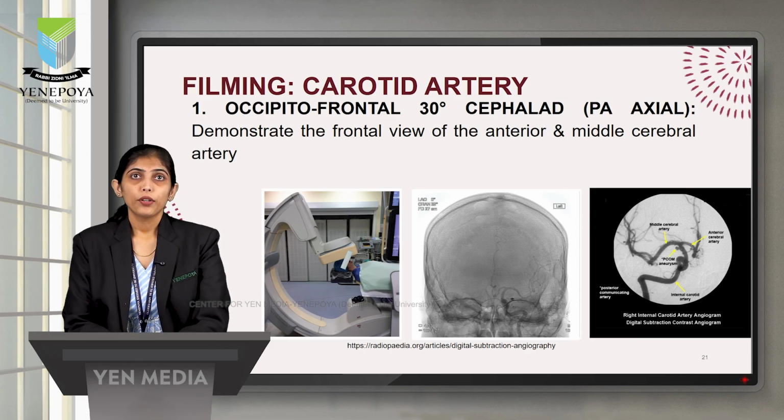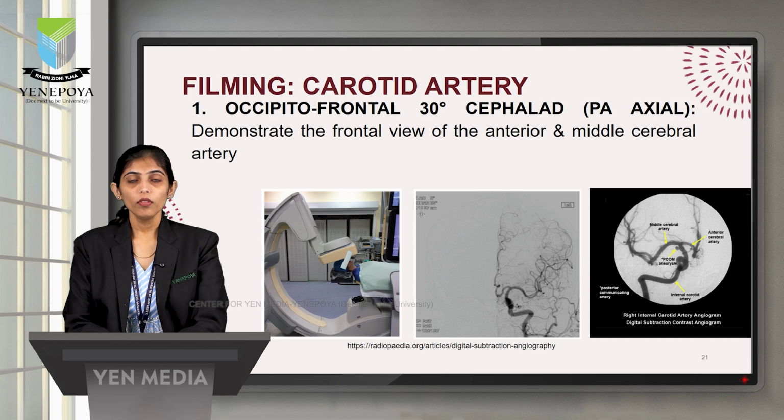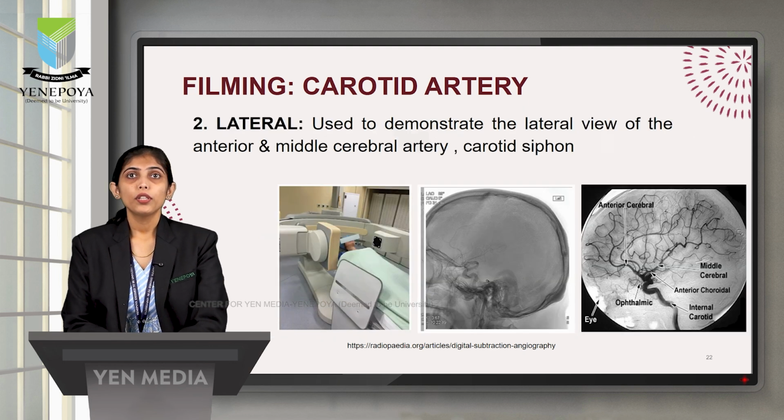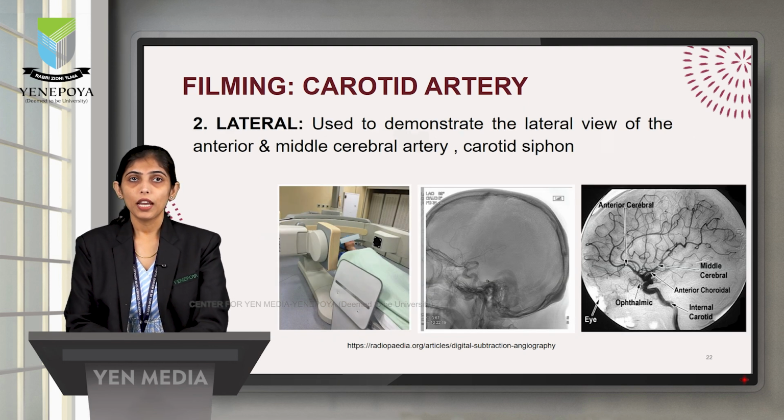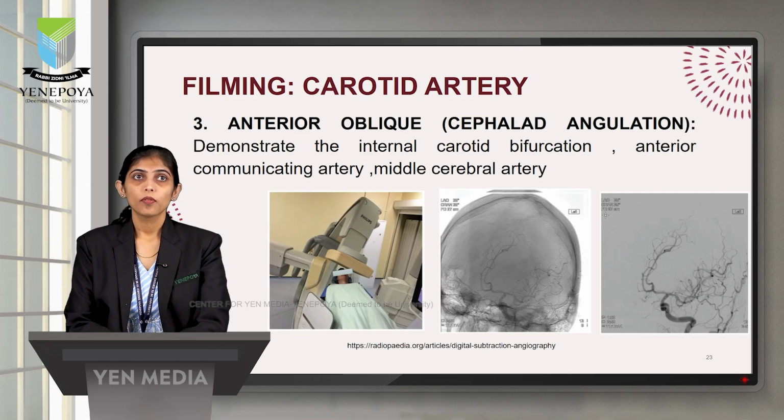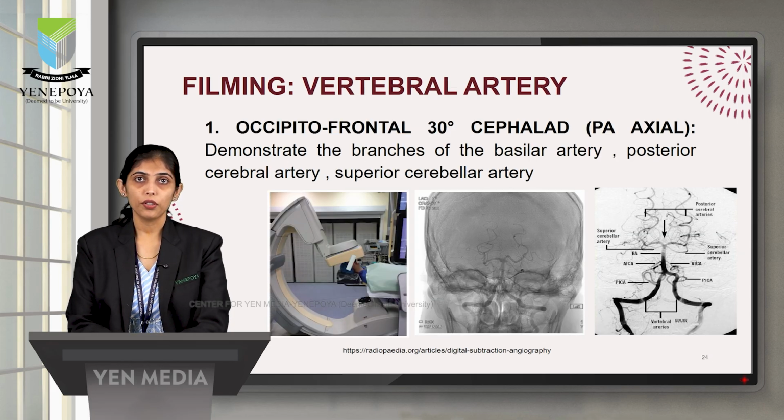For filming under carotid artery, the first one which we take is occipitofrontal 30 degree cephalad, also called PA axial. This demonstrates the frontal view of the anterior and middle cerebral arteries. Here you can see that image on the right hand side. Then the lateral film is to demonstrate the anterior and middle cerebral arteries and carotid siphon. The third film which we take is anterior oblique with cephalad angulation, which demonstrates the internal carotid bifurcation, anterior communicating artery and middle cerebral artery.